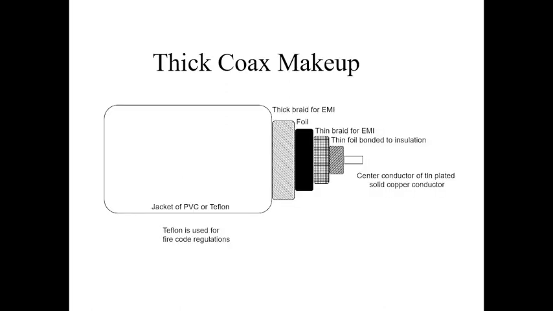This is the thin coaxial makeup. The jacket is PVC or Teflon, used for fire code regulations. There is a braid for EMI, and thin foil bonded to the insulation. This is the center conductor of plated solid copper.